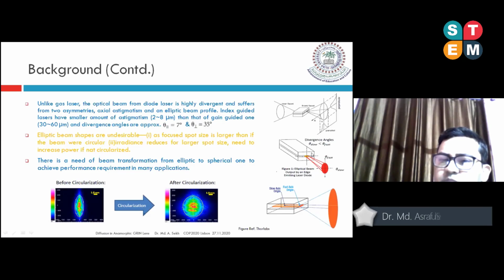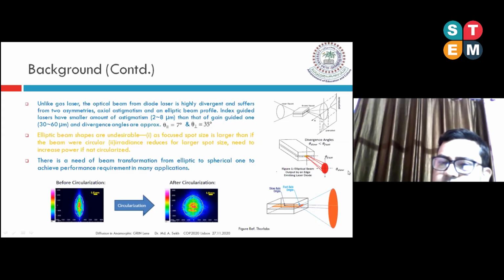And because of this, these two rays come out with two dissimilar angles of divergence. One is called fast axis divergence and the other is slow axis divergence. So the elliptic beam shape, once it is emitted, is sometimes undesirable in many applications because it can give you an irregular or non-uniform optical power, and the spot is also not circular.